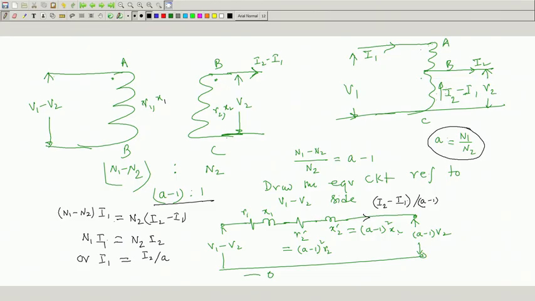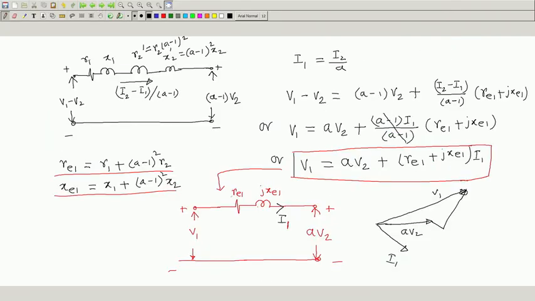And then, defining R1 plus (A minus 1) whole square R2 and so on as RE1, you will come here. Then from this you write down the KVL equation, and that minus V2 cancels from this side, and soon I find, oh, this is the equation, this is the reflected current, and so on. So, with respect to primary, this is the equivalent circuit.